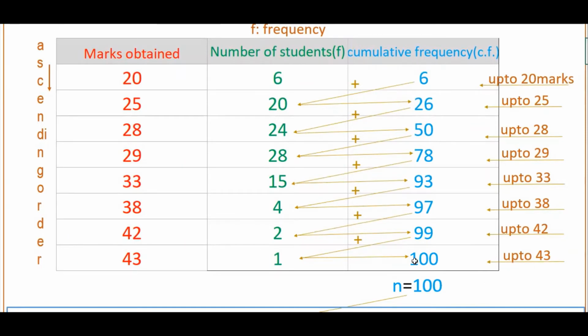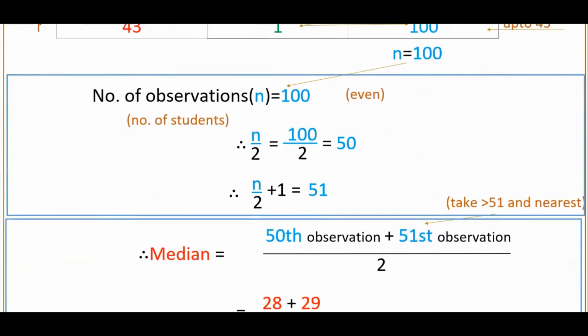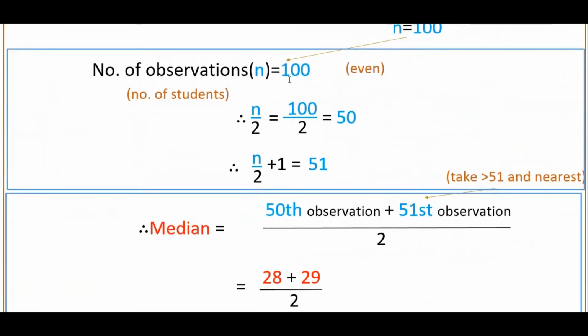Up to 43 marks, 100 students got, but only 1 student got 43 marks. This is the difference here. So here n is equal to 100, that is the number of observations, that means the number of students. So this is an even number.